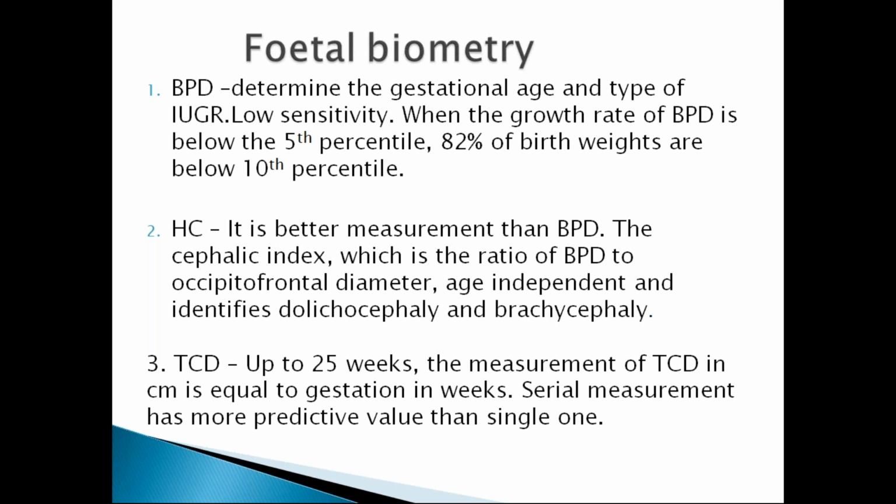Head circumference, again that is a circumference, and that is a better index. And again that is transcerebellar diameter. If the period of gestation is not confusing, if the patient doesn't know dates, transcerebellar diameter is a better parameter to detect IUGR.